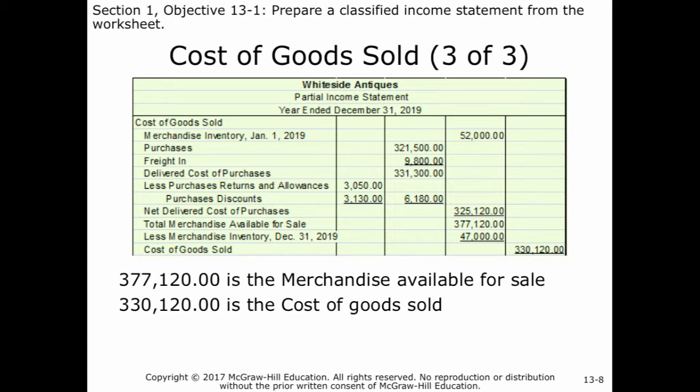We then have to determine the total merchandise available for sale, which is determined by adding the beginning inventory to the net delivered cost of purchases. And this will be $52,000 plus $377,120. So now the only thing that we need to do is one more step, which is to subtract the ending inventory, which in this case is $47,000. And this type of information is given to you in the problems. And this will give you, finally, what we are trying to convey here, we're trying to determine the cost of goods sold. And after we do all these steps, we determine that that is going to be $330,120.